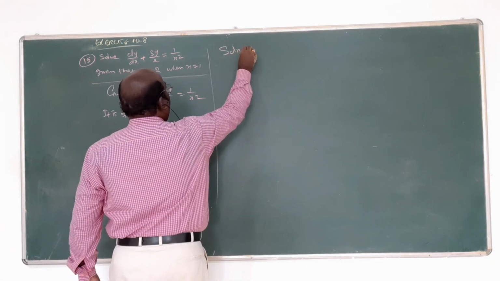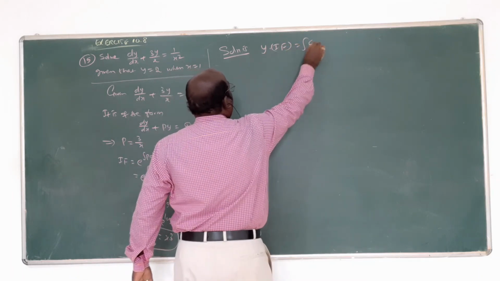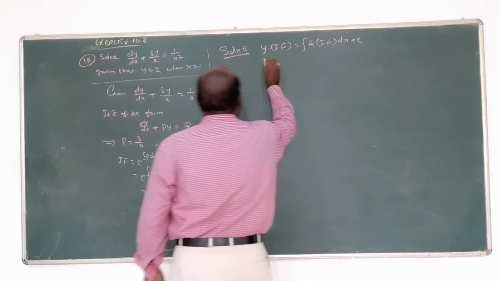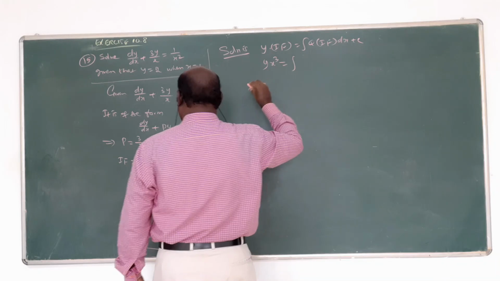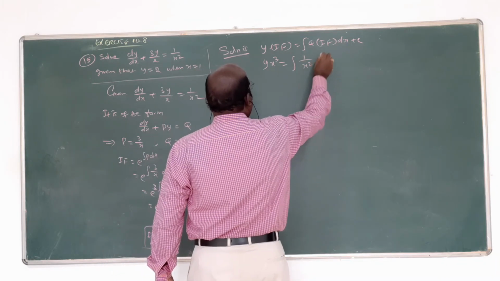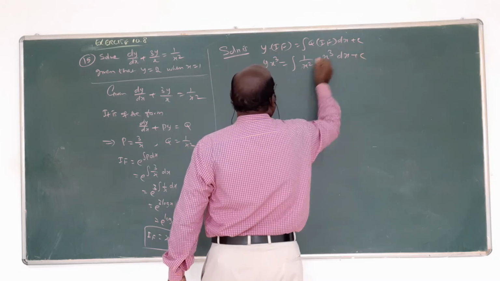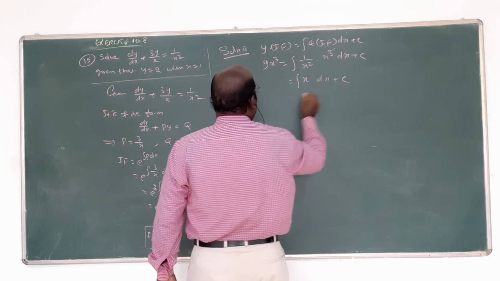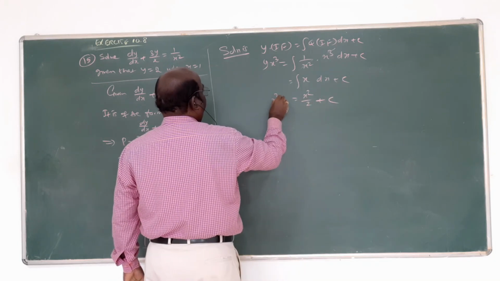The solution is y into I equals integral of Q into I dx plus c. That is the formula. y into I is y into x cube. Q is what? 1 by x square. I is what? x cube. Cancel. After integrating only x dx, the integral of x is x square by 2 plus c. This is the answer. Okay?